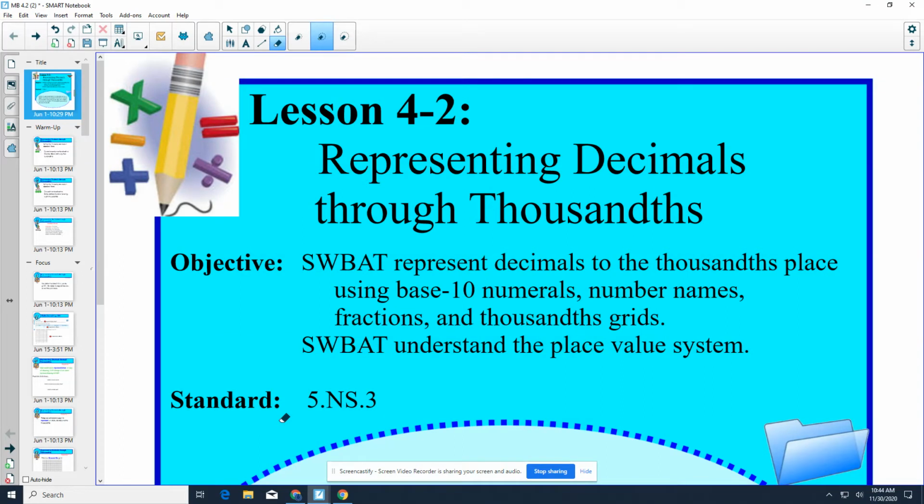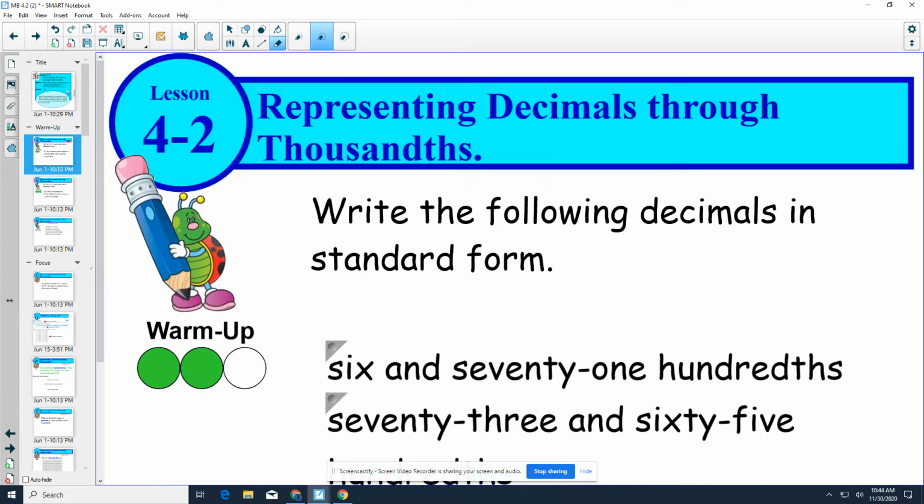All right, so we're going to work on lesson 4.2 today, representing decimals through thousands. So our objectives are we want to be able to represent decimals to the thousands place using base 10 numerals, number names, fractions, and thousands grids. We also want to be able to understand the place value system.